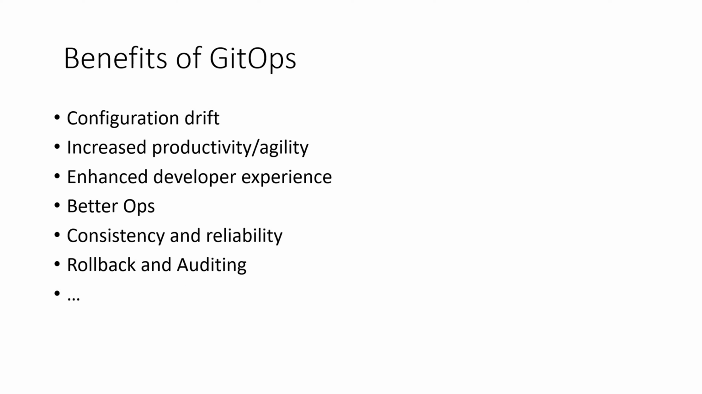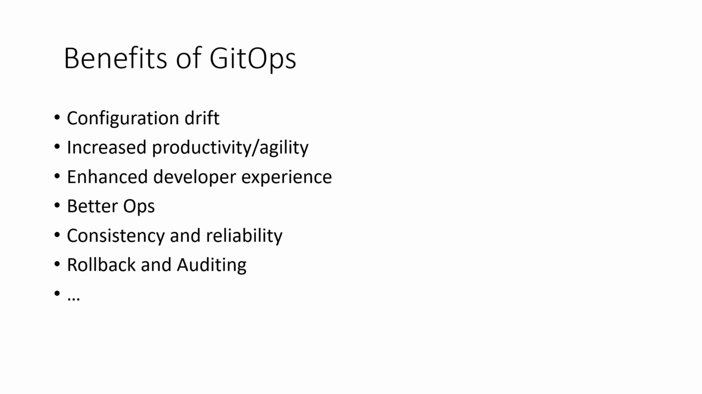Now let's look at some of the benefits of GitOps. The first one, the configuration drift. So consider a scenario wherein you have multiple environments and you are facing an issue with one of those. You or your team member might go and fix that issue specific to that environment, and you might forget to do those changes in the other environments. So this is where the configuration drift occurs.